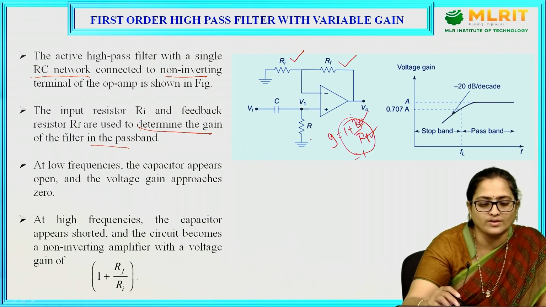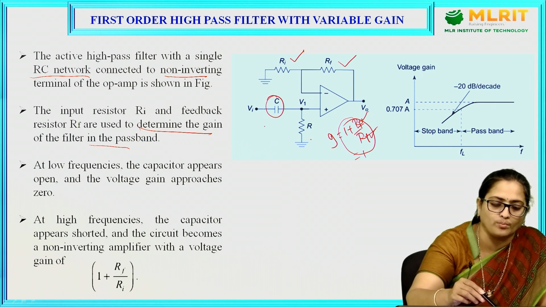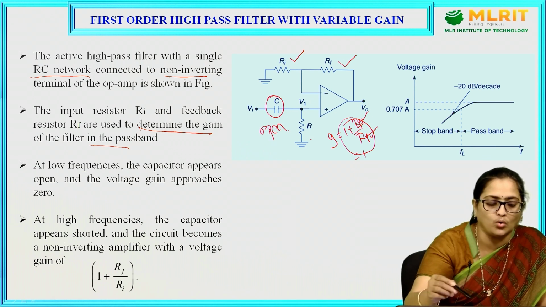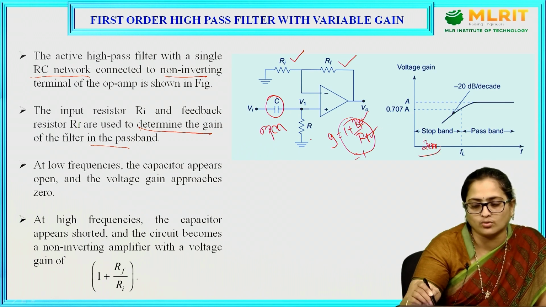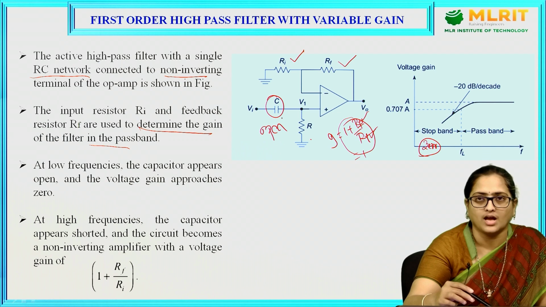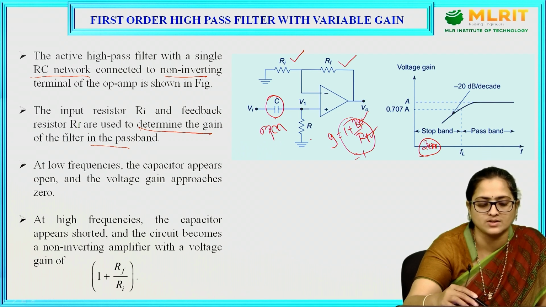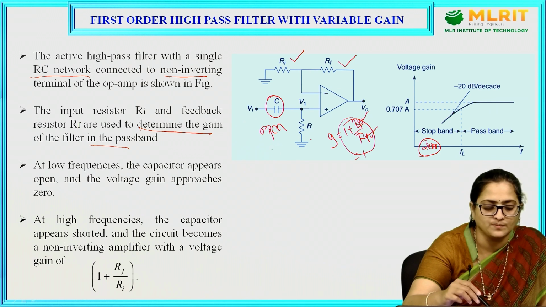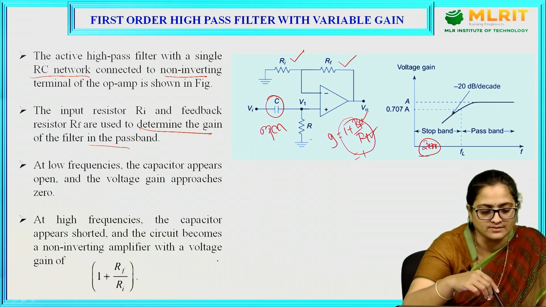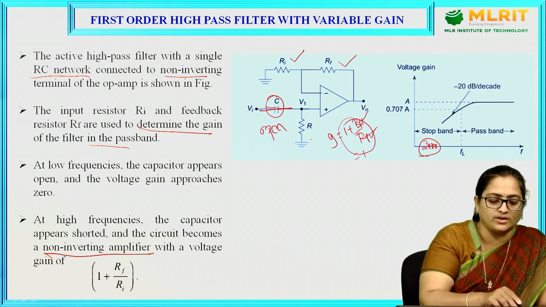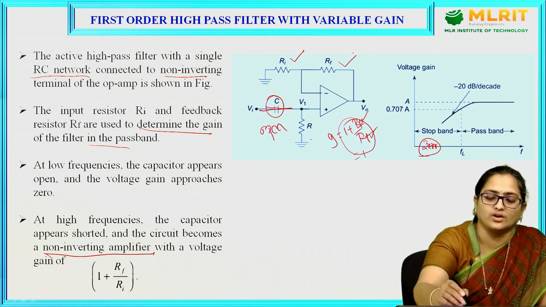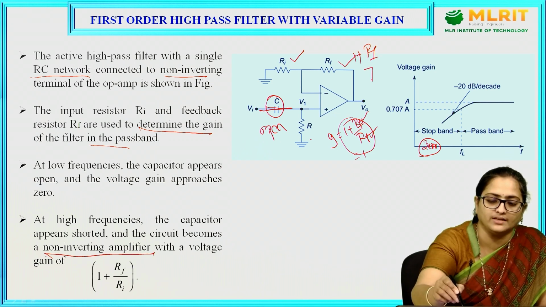And at low frequency, the capacitor appears as an open circuit, so the voltage gain approaches 0. At low frequencies, the capacitor appears as an open circuit, so the output voltage gain approaches 0. And at high frequencies, the capacitor appears as a short circuit and the circuit becomes a non-inverting amplifier with a voltage gain of 1 plus Rf by R1.